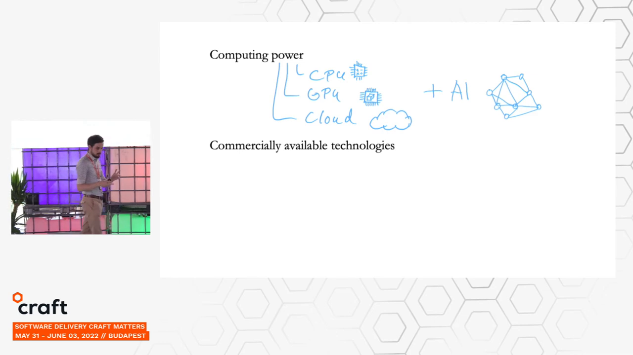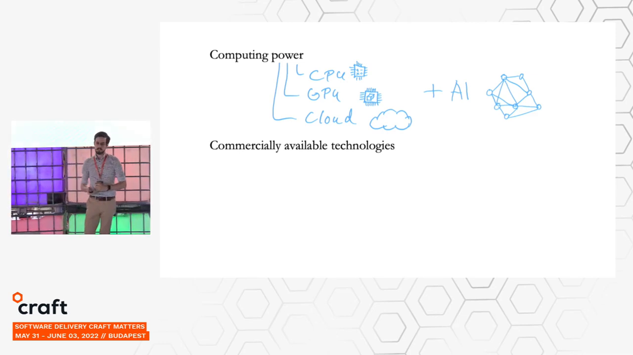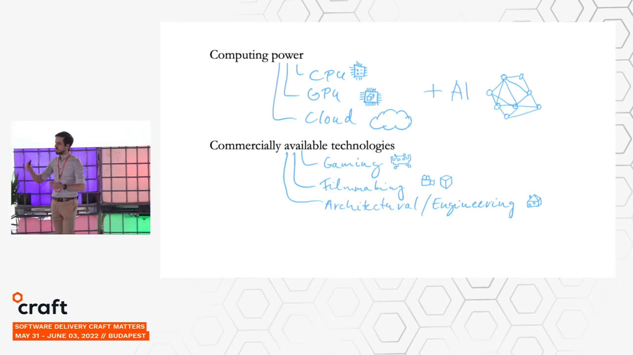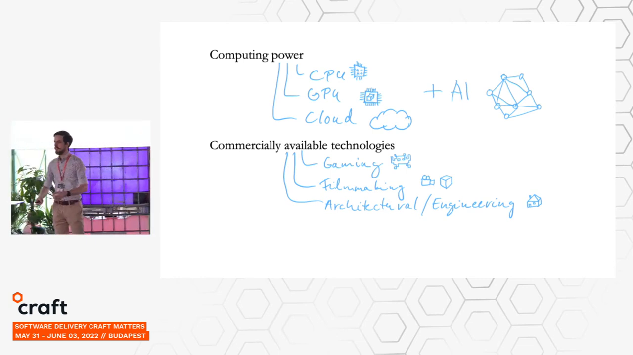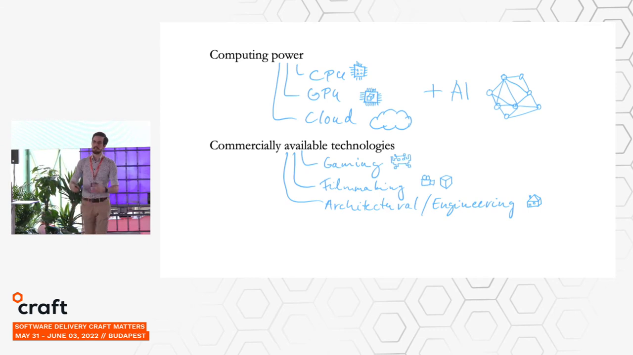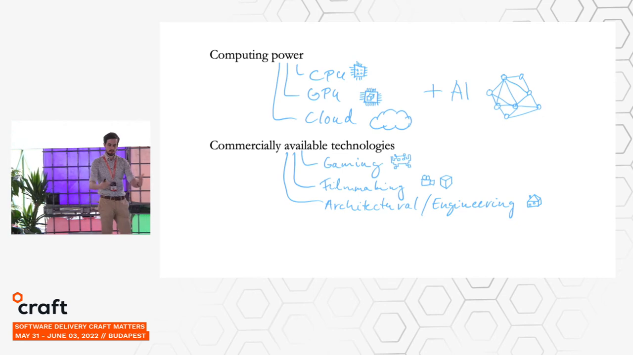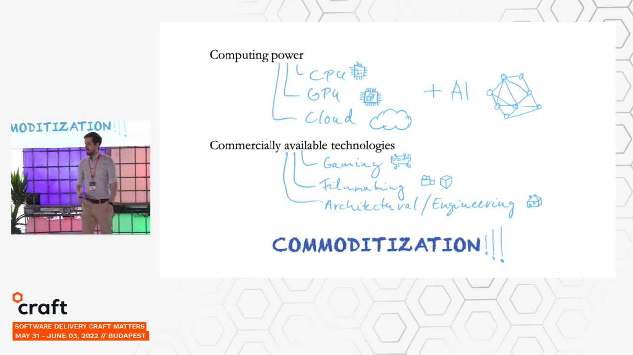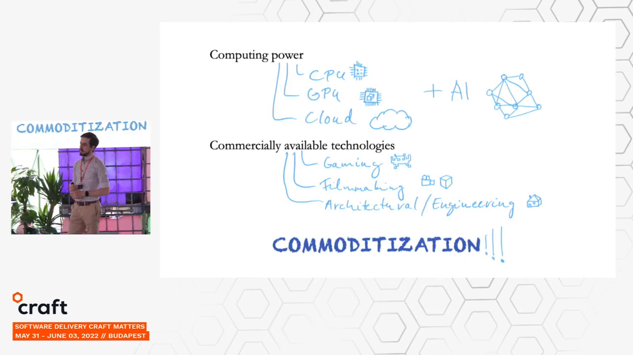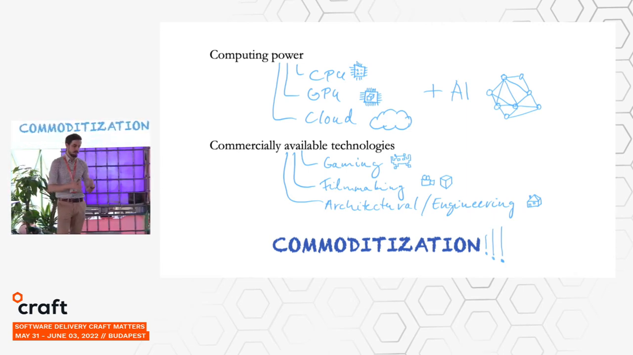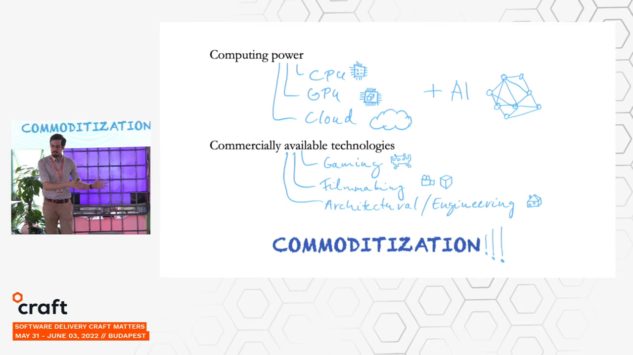The other thing is on the software side: commercially available technologies. Of course, gaming is one of the keywords here, but it's so much more today. It's automotive, it's the architecture industry, it's filmmaking. Everyone is using the same kind of technologies and feeding into the development of those. The keyword here is commoditization. Commoditization means that these technologies, which 20, even 15 and 10 years ago were not available, are available today.